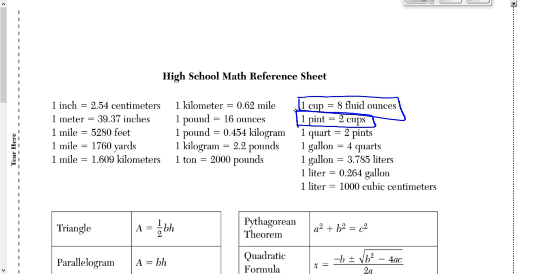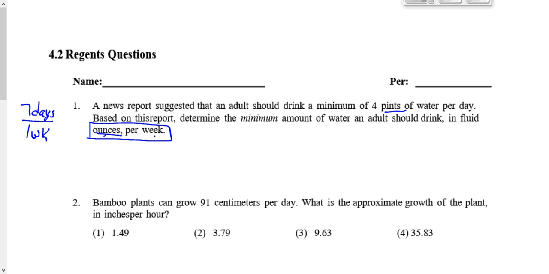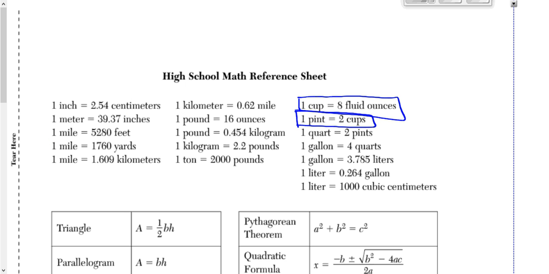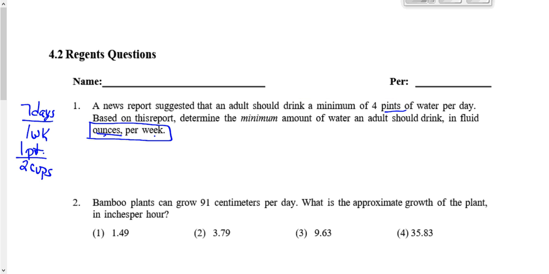But we have 2 ratios here, right? 1 pint to 2 cups. And the other one was 1 cup to 8 ounces. So now can you do it when you have the proper conversions? Yeah, I can. You said 448.